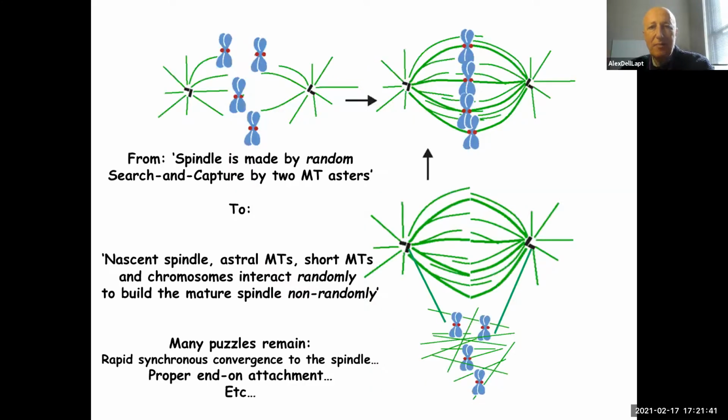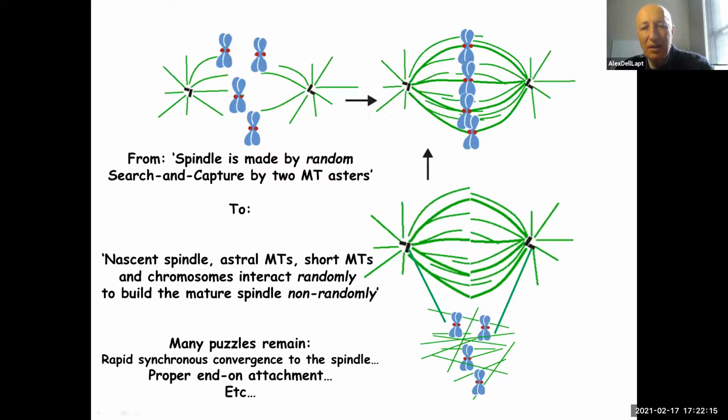So that's pretty much the end of my talk. The big philosophical conclusion here is that we are moving away from either of the initial concepts. One is search and capture assembly from two asters and individual chromosomes. And we are not endorsing the centrosome-less assembly by short microtubules from kinetochores making the spindle on their own. But we are saying that it's a hybrid.